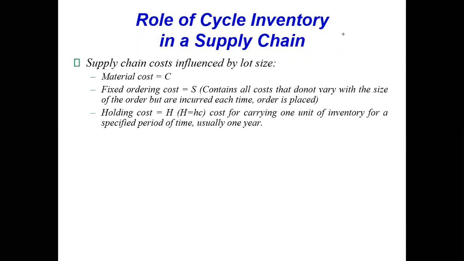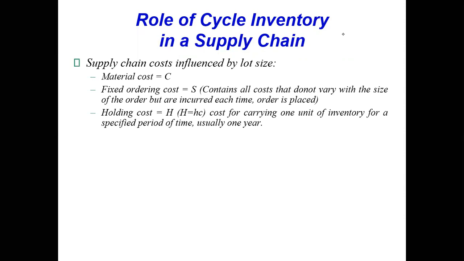Then we saw a few things. Material cost is C, ordering cost is S, and S represents all the costs that are incurred with each order. So all that cost A, B, C, whatever it is, if it is incurred with the order, we say that it is ordering cost.